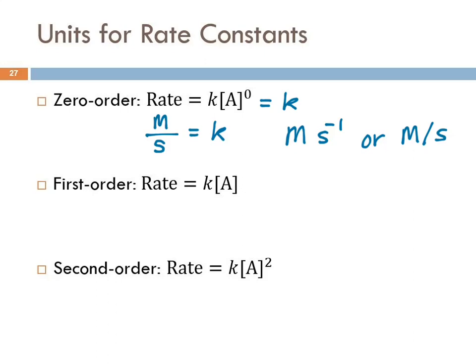For the first order reaction, the rate is still molarity per second. And now we have what we're trying to figure out times molarity. So we need something in here that's going to give us the same units as over here. What's that going to be? One over a second, right?